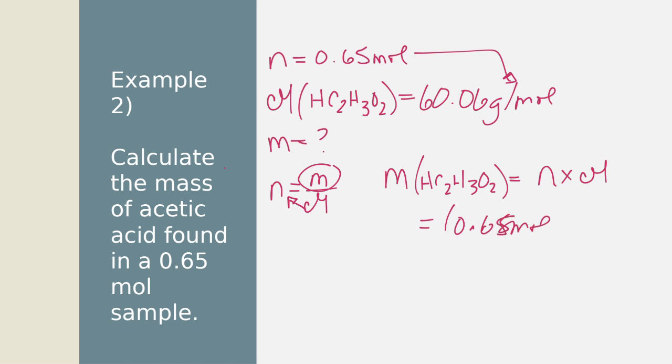That's not an 8, that's a 5. And we multiply by molar mass. Put all of your units in. And now we're going to round to the proper number of significant figures, which is 2, based on our mole value. So the answer that we get to 2 significant figures is 39 grams.